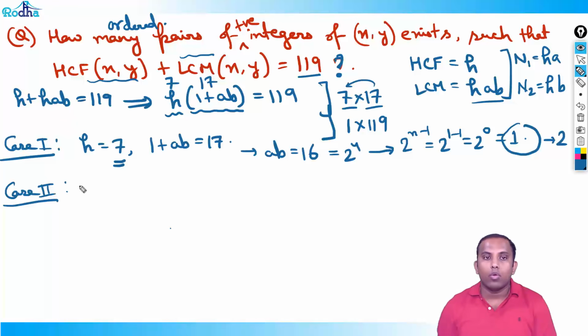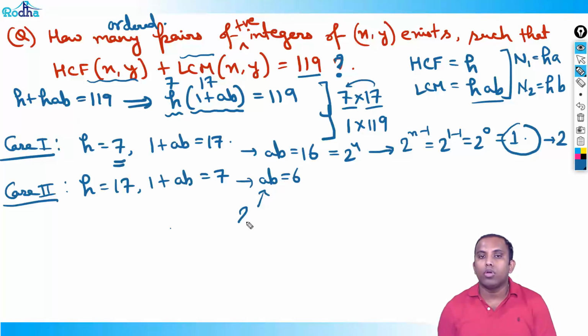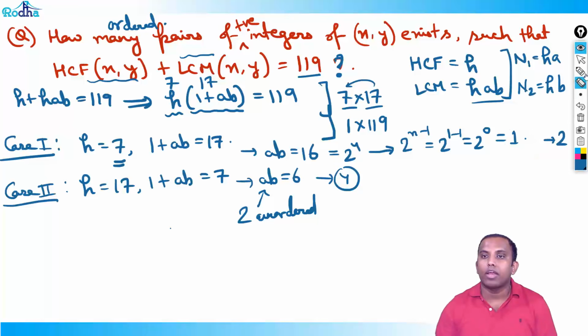Now case 2. When H is equal to 17 and 1 plus AB equals 7, in that case AB equals 6. How many solutions? AB equals 6. Only 2 solutions, 2 unordered, because 1 into 6 and 2 into 3. So 2 unordered or ordered 4. Or total I can write 4 ordered solutions. Let me put a round for ordered. Here 2 ordered, here 4 ordered.